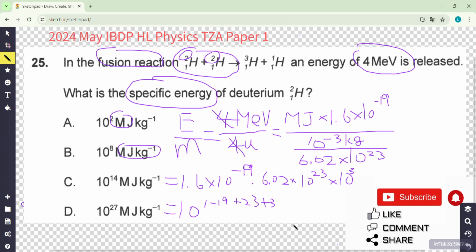So what is the result? 10 to the power 8. Well, then you got it. So do it slowly, step by step.